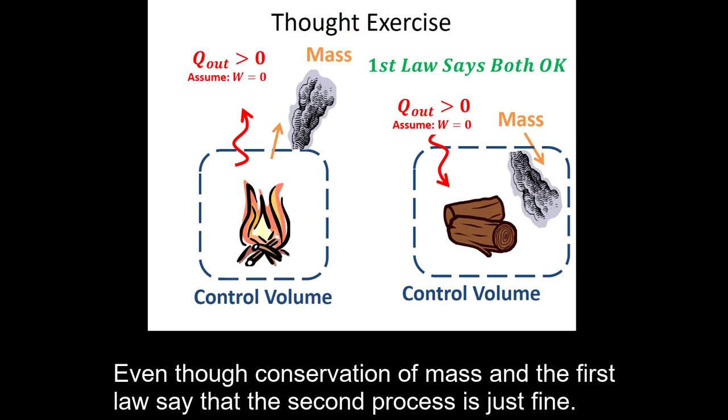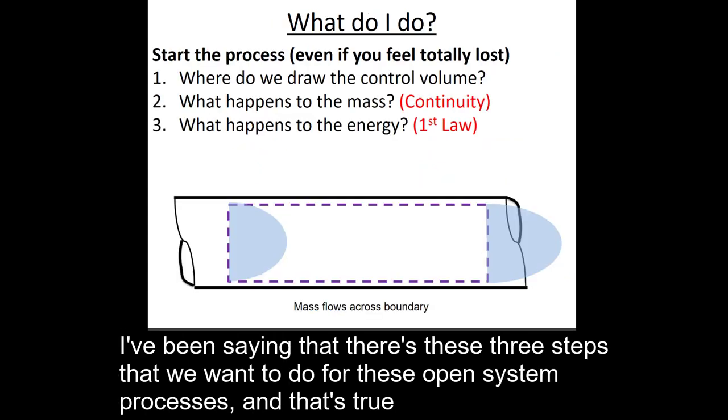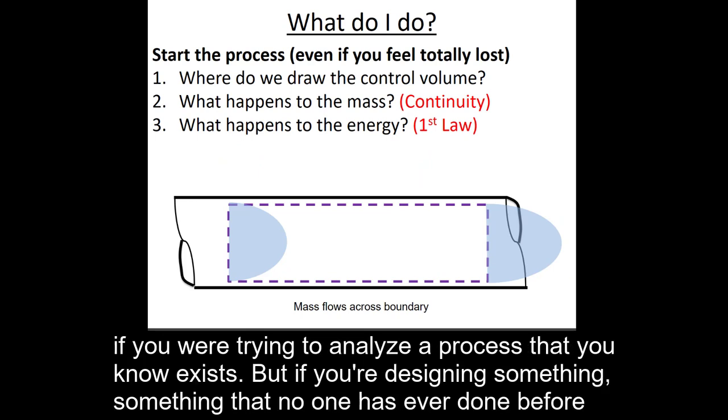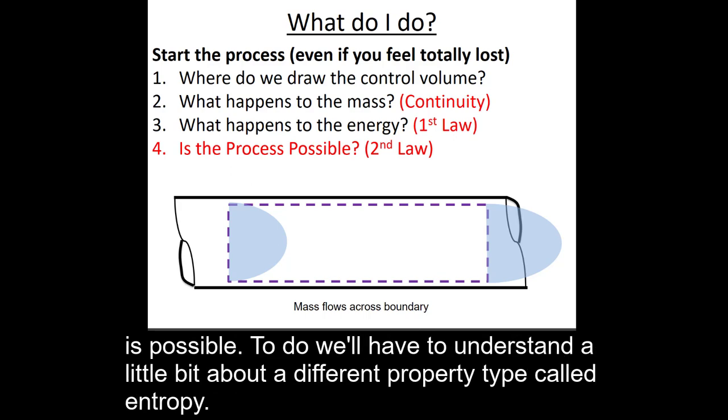The process is not reversible, even though conservation of mass and the first law say that this second process is just fine. So to describe the universe, we need some other rule to tell us what's the right direction that a process wants to move. I've been saying that there's these 3 steps that we want to do for these open system processes, and that's true if you're trying to analyze a process that you know exists. But if you're designing something that no one has ever done before, you might also want to do a second law analysis to make sure that the thing that you're trying to do is possible.